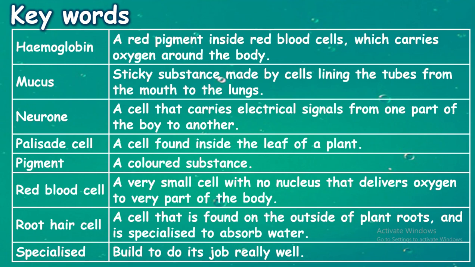Neurons, a cell that carries electrical signals. Palisade cells, a cell found inside the leaf of a plant. Pigment, a colored substance. Red blood cells, a very small cell with no nucleus that delivers oxygen to every part of the body. Root hair cell, a cell that is found on the outside of plant roots. Specialized means built to do its job really well.